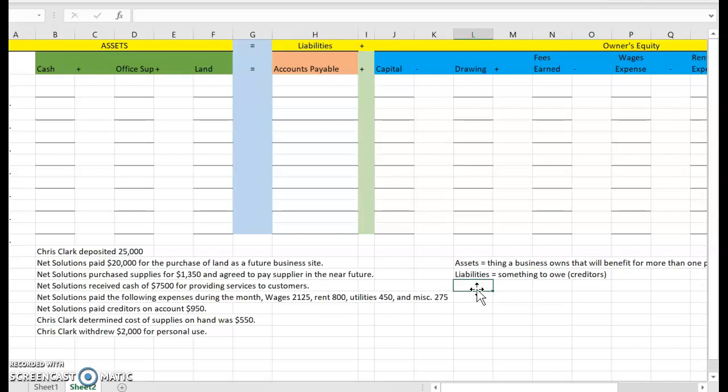And then owner's equity. If you look at your accounting equation, assets equal liabilities plus owner's equity. If we were to move this around and say that assets minus liabilities equal owner's equity, basically that means that everything you own after you pay off your debts is what the owner has in equity. What's left when the liabilities are paid off, what's left over.